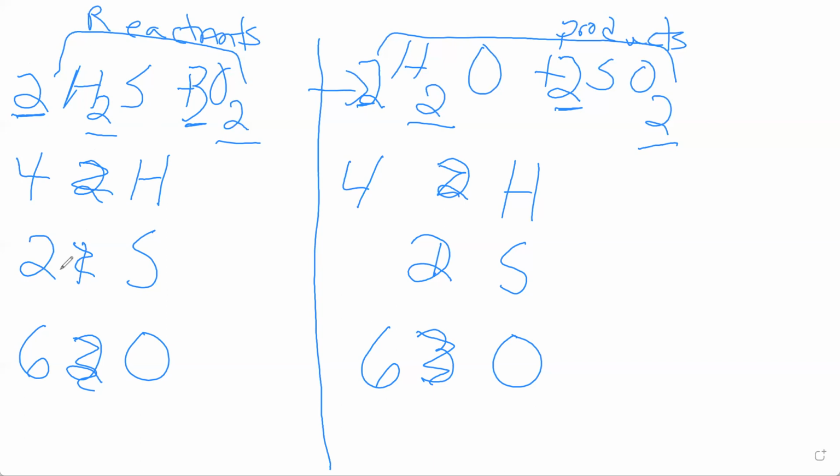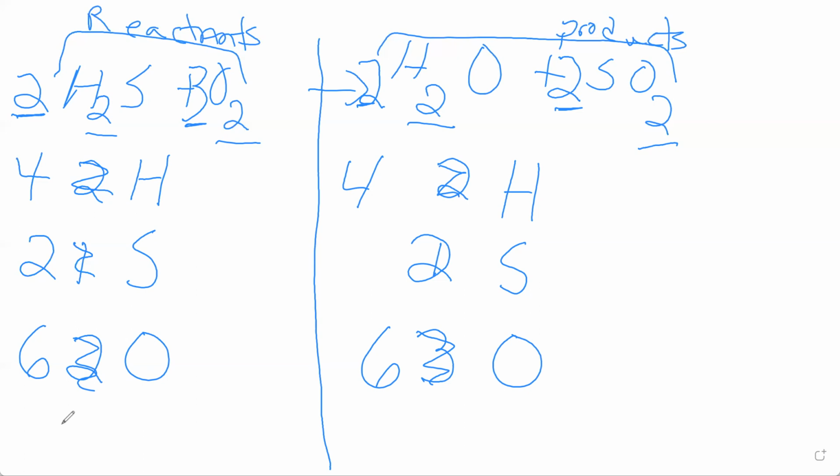So now what you want to do is you always want to double check your numbers. So I have 4 and 4, 2 and 2, 6 and 6. I have a balanced equation. I have made sure that the law of conservation of mass has been followed. Okay, so that's an example of balancing an equation.